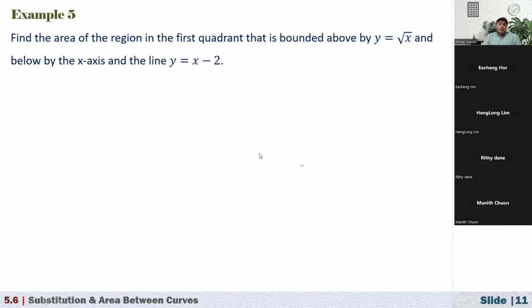Okay, one more example. Find the area of the region in the first quadrant that is bounded above by y equals square root of x and below by the x-axis and the line y equals x minus 2.